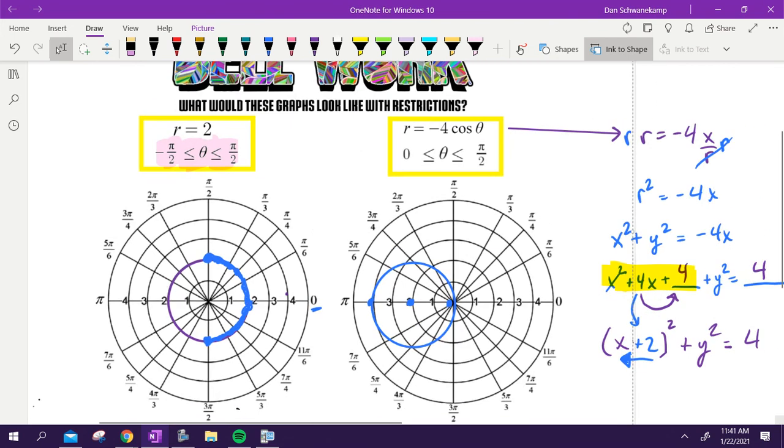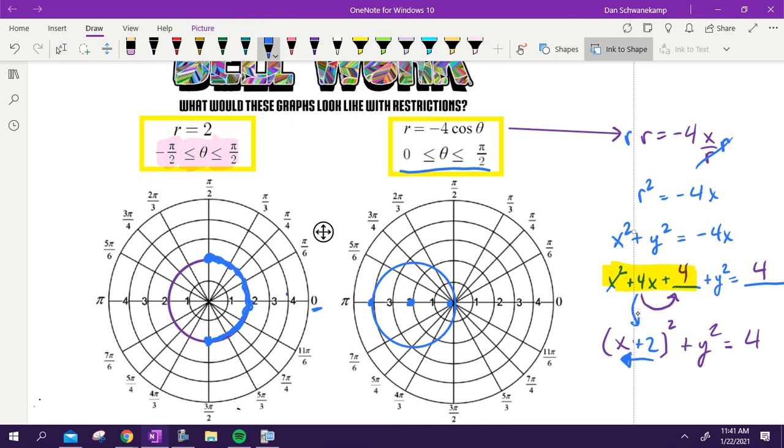Now, that's the graph. The question, though, was what is this graph going to look like if I graph it between 0 and pi over 2? Talk about that with your neighbor for a second. What do you think the graph's going to look like if I graph this thing between 0 and pi over 2?